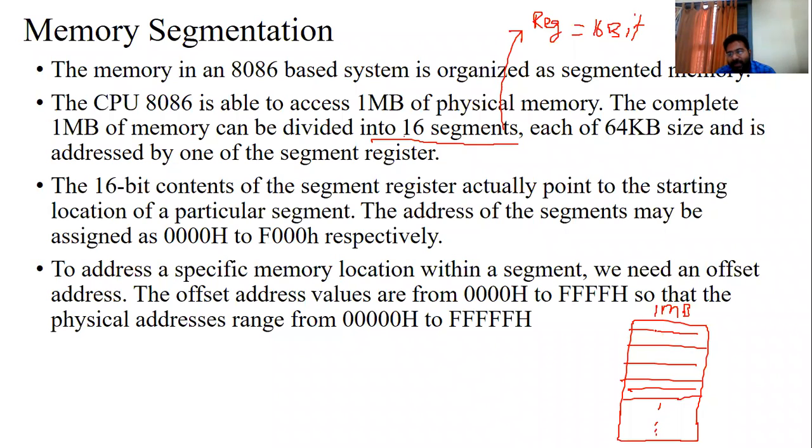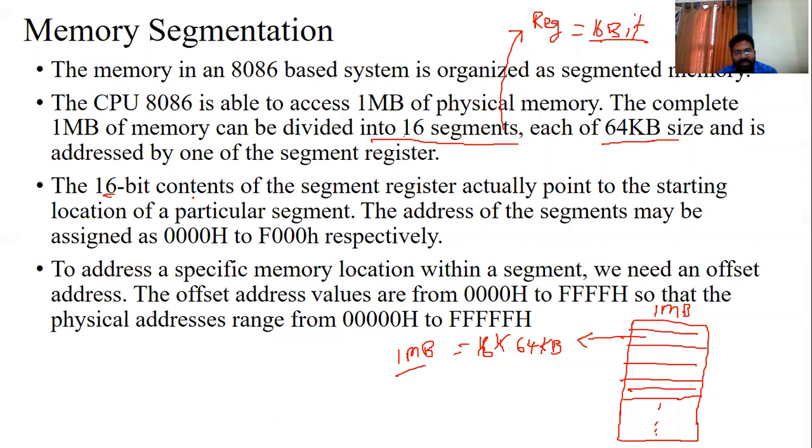What is each segment size? Each segment size is 64 KB. So 64 KB into 16 is equal to 1 MB. The 16 segments of 64 KB equal the 1 MB memory, the total entire memory. Why is it only 64 KB? Why is the segment address only 16? Because each register contains only 16 bits.